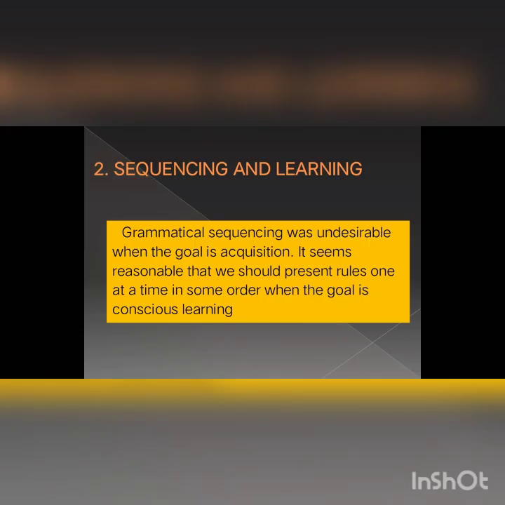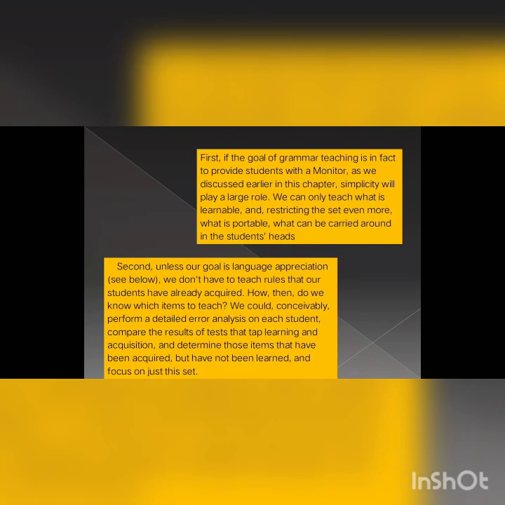Let's get down to sequencing and learning. Grammatical sequencing is undesirable when the goal is acquisition. It seems reasonable that we should present rules one at a time, in order, when the goal is conscious learning. Second language acquisition theory does not yet make predictions as to the exact learning sequence. It does predict, however, something about the set of rules that can be learned.